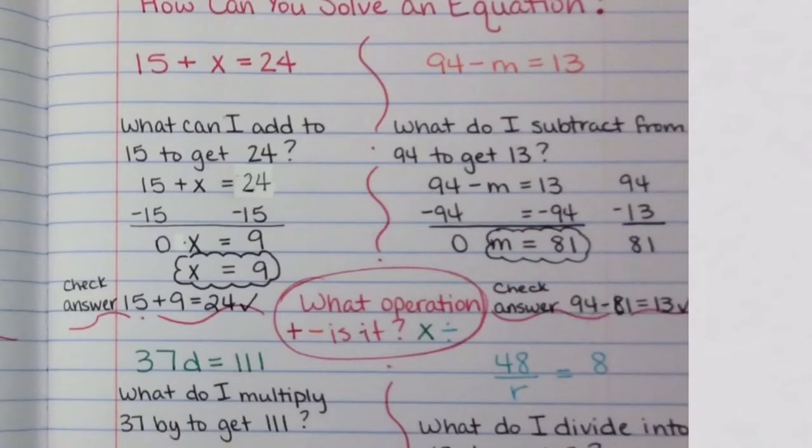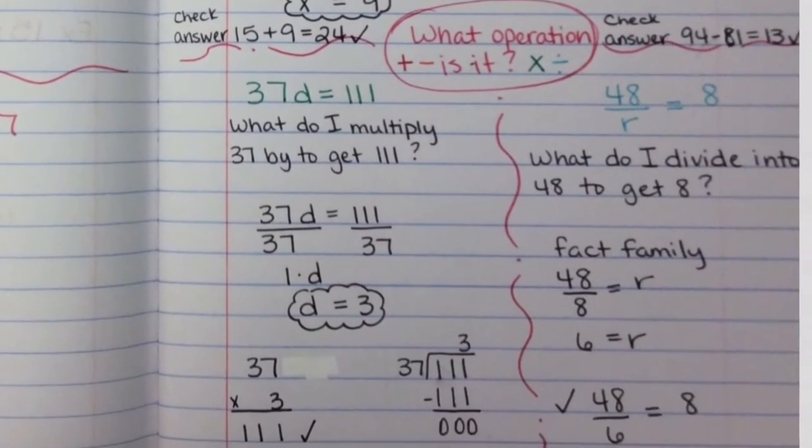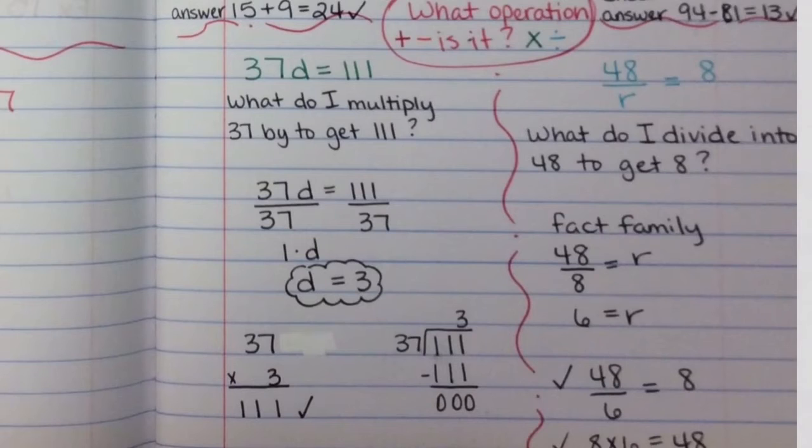Now we're going to move on to our multiplication. Now remember, anytime you see a variable next to a number, it's multiplying. So we have 37d equals 111. What do I multiply 37 by to get 111? Well, we're going to do the opposite of what operation we're doing. So we're multiplying here, we're going to divide. And remember, writing a bar like this is called a division bar, and it means you're dividing.